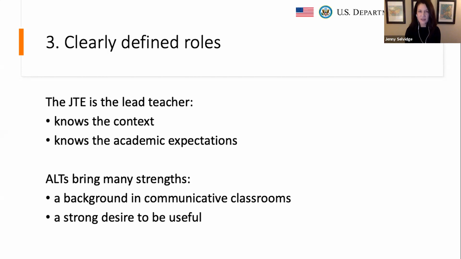So use them. JTEs, ALTs and JETs are such a huge resource for Japan, and oftentimes I saw them not being utilized, which is such a waste. So please find ways to make them useful. And ALTs, join that conversation as well.